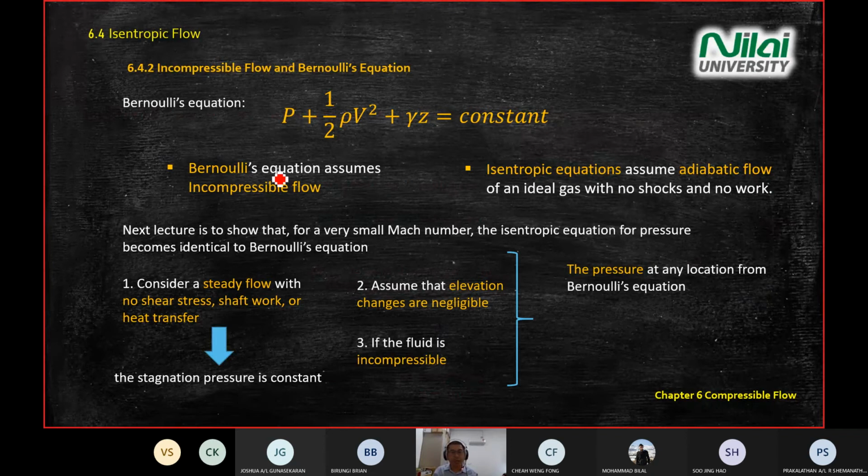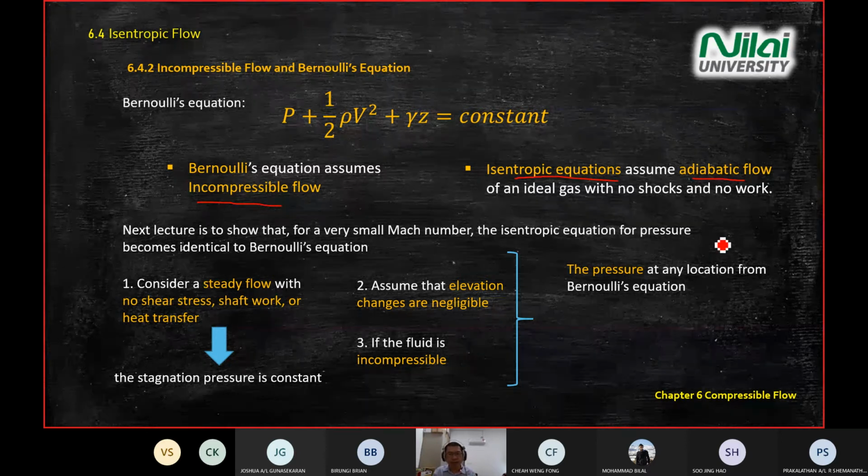This is about the Bernoulli equation. In the Bernoulli equation, we assume incompressible flow in principle. So every time you mention the Bernoulli equation, when you use this form, P plus half rho V square plus specific weight times the elevation equal to a constant, we assume that the flow is incompressible. And for the isentropic equation, we always assume it is adiabatic, meaning we don't have heat transfer in and out of the system. Okay, so we will use this equation.